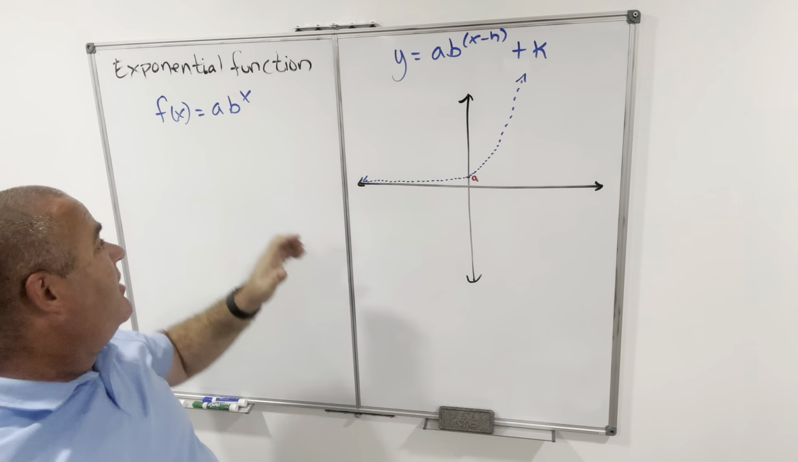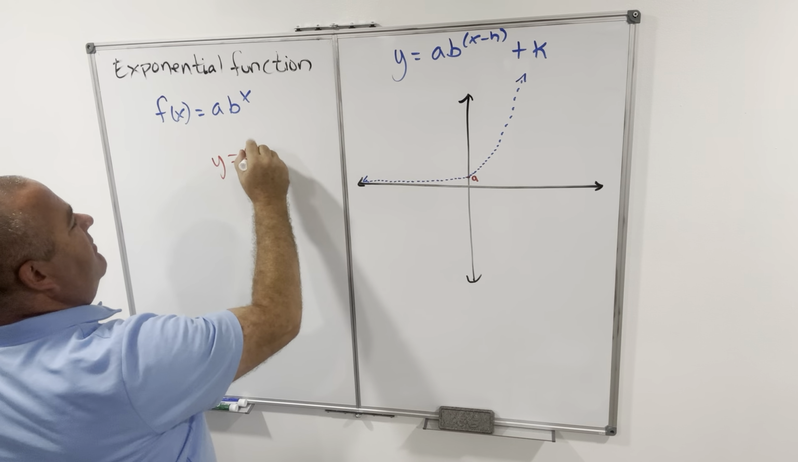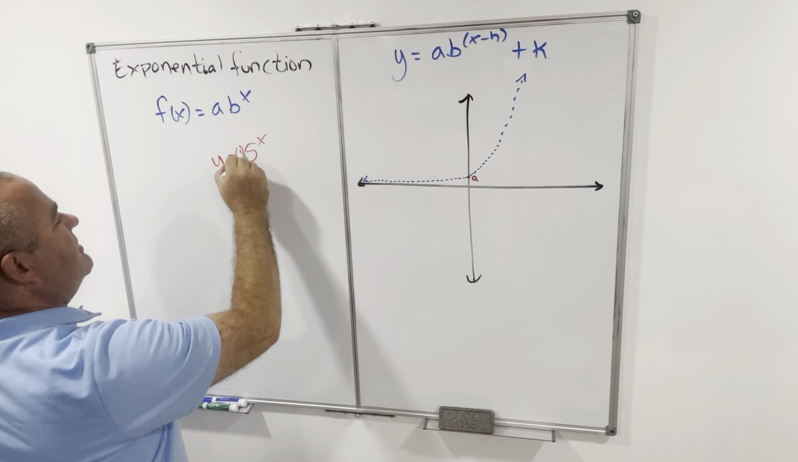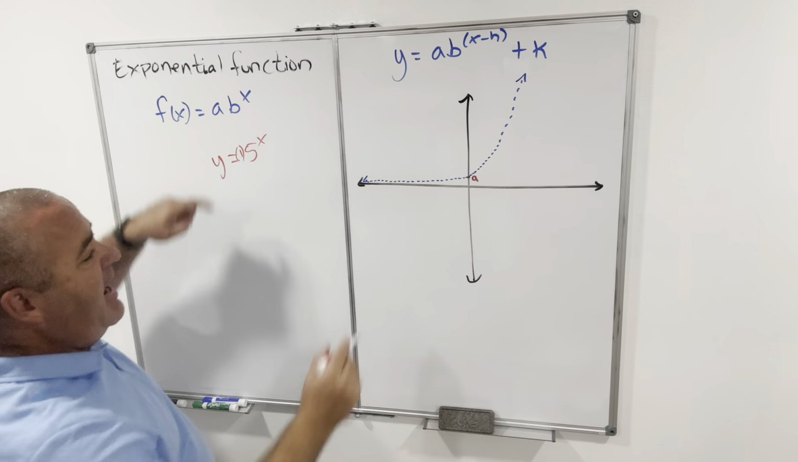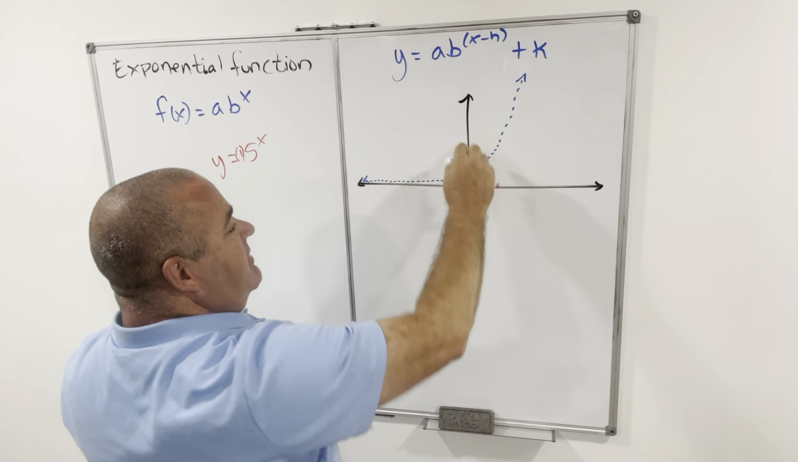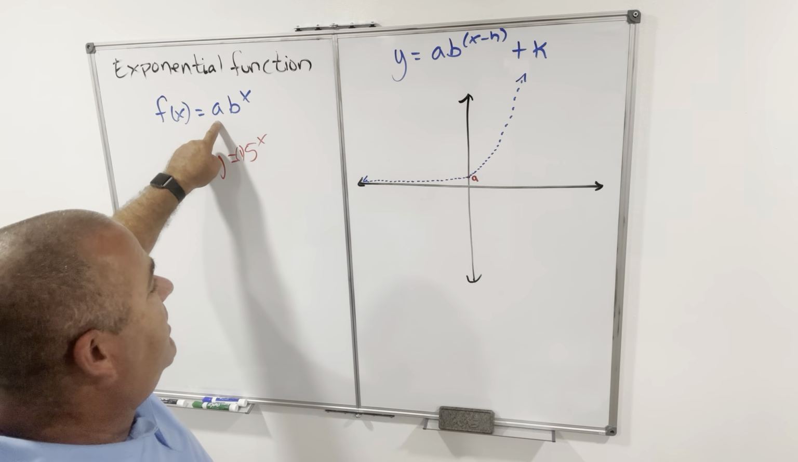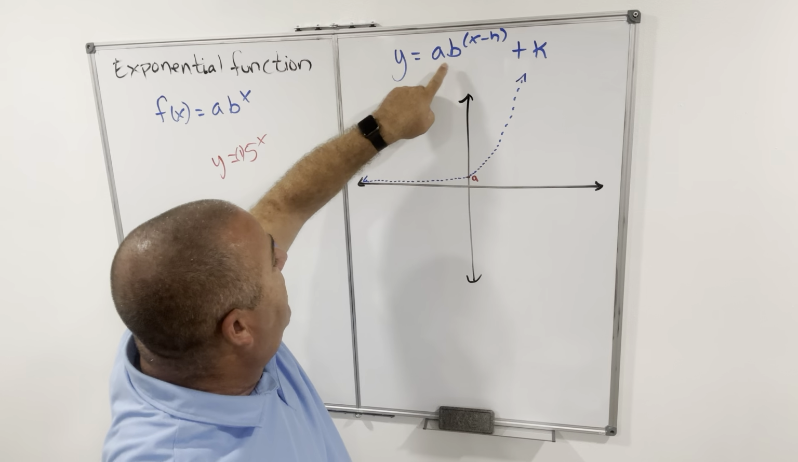And so your standard, if you just have, let's say, y equals 5 to the x, you're always going to cross at 1, because in this case that a is equal to 1. But if you have an a value, it's just going to shift the y-intercept up or down depending on what this a is. So that's what your a does.